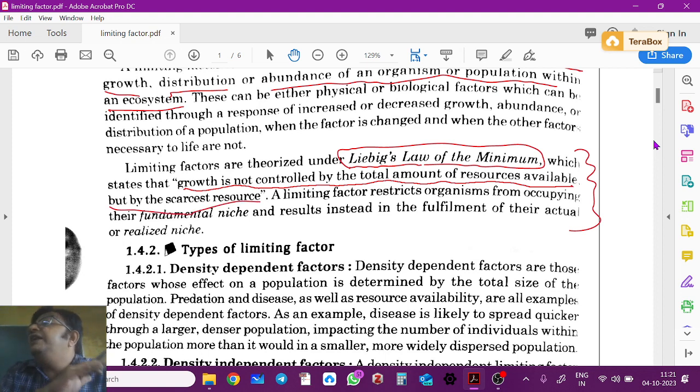So you have a very rich pond, everything is available in the pond. The scarcest thing which is available is carbon dioxide. So growth of that ecosystem depends on the amount of carbon dioxide which is present. Okay? This is Liebig's law of minimum. Give the example of pond and carbon dioxide.